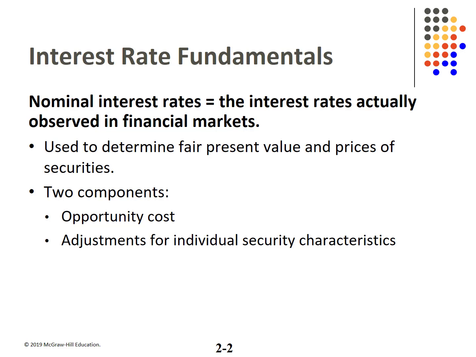Rates have two components: opportunity cost. All securities rates are dependent on rates available on competing investments. These rates will be a function of the underlying supply and demand of funds available. And there'll be adjustments for individual security characteristics, like default risk, maturity, liquidity risk, payment terms. They're different for different securities, so you'll have different interest rates on each.